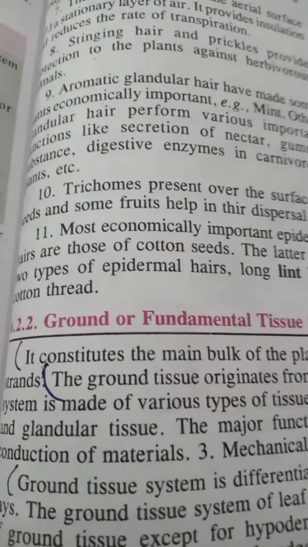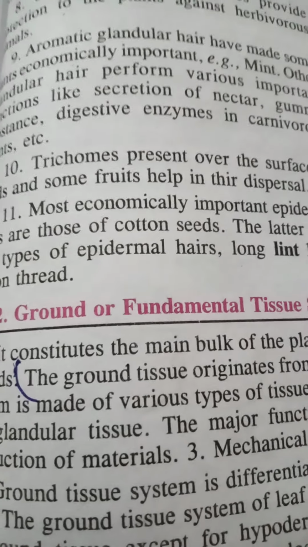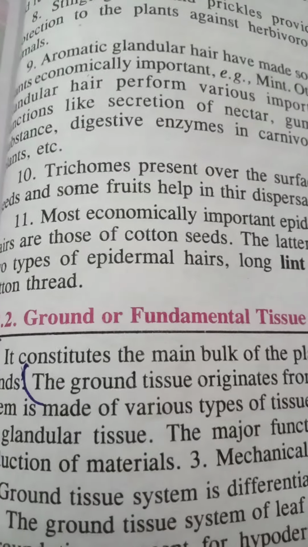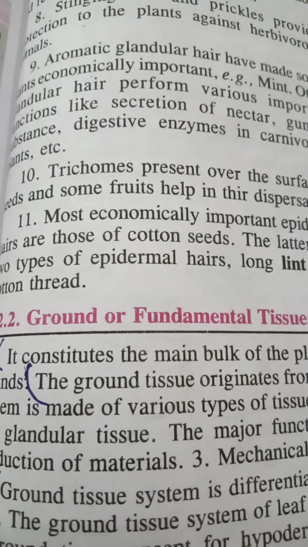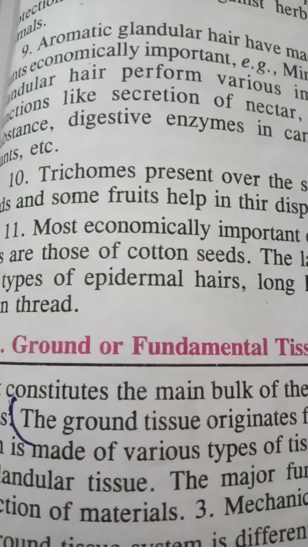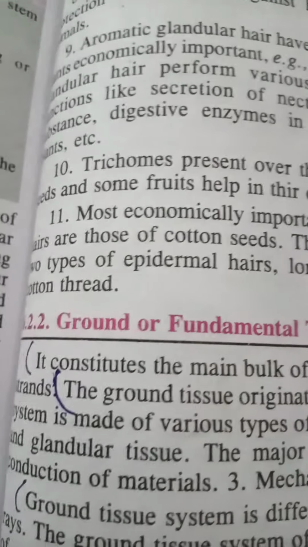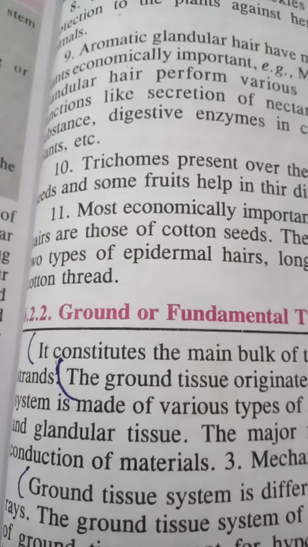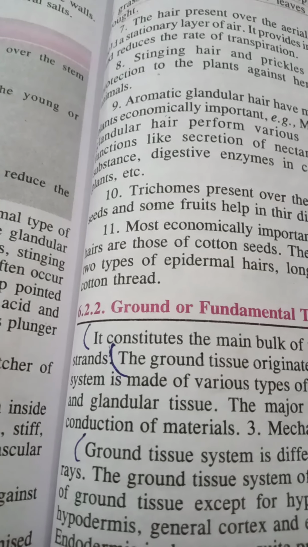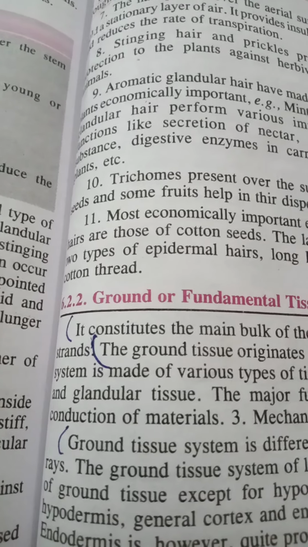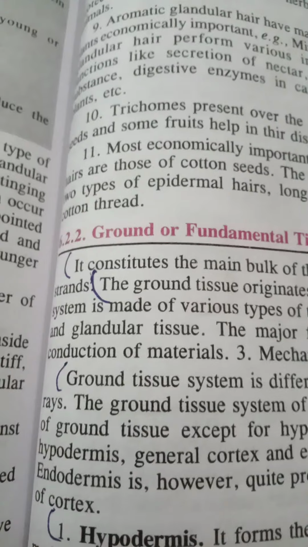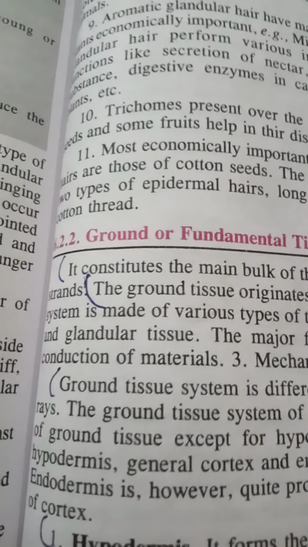Next we come to the ground tissue system. The ground tissue system constitutes the maximum part of the whole tissue. The epidermis forms from the dermatogen layer, and the ground tissue develops from the periblem. Their main functions are storage of food, lateral conduction of materials, and providing mechanical support. They manufacture food due to the presence of chlorophyll, and also perform some internal secretions. This is also divided into different parts.